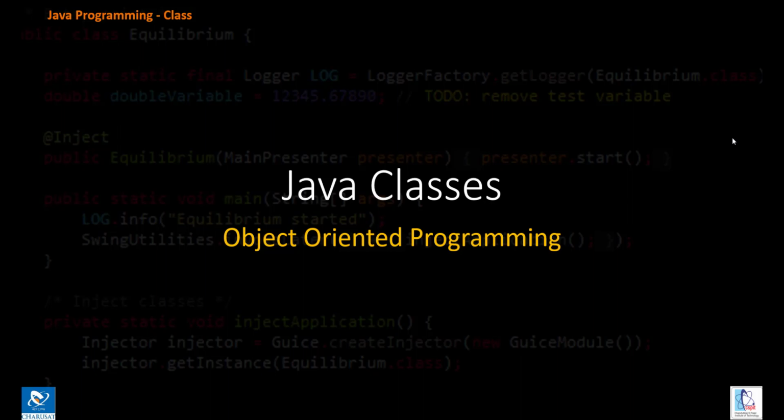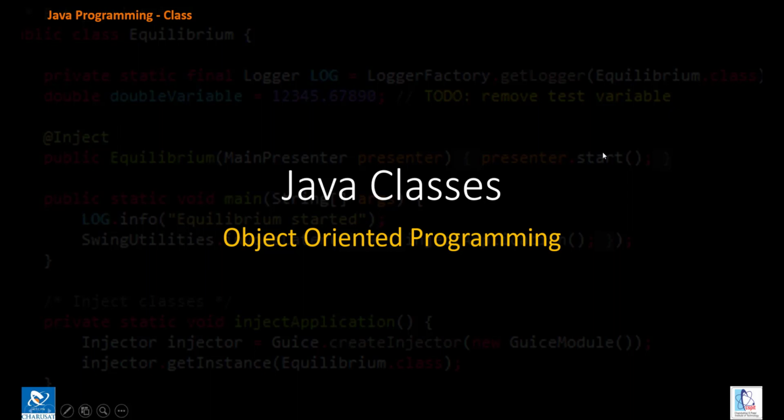Okay, let's start learning the concept of object-oriented programming. In this video, we are going to see about classes: how to create a class and what components can be there in a Java class. So first, let's define what a class is.